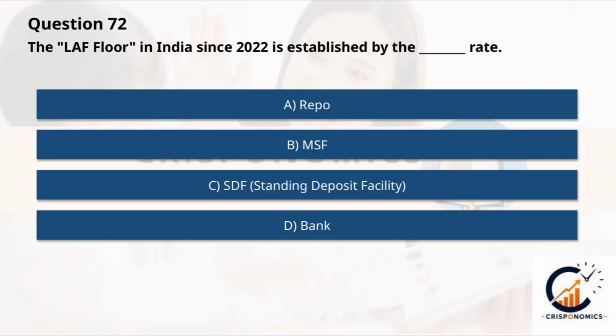Let's talk about the different tools in India's liquidity adjustment framework: the repo, MSF, SDF, and the bank rate. Since 2022, the so-called LAF floor has been set by one of these rates. This floor acts as a baseline for short-term interest rates in the market. Understanding which rate sets this floor helps us grasp how monetary policy steers liquidity and borrowing costs in the economy.